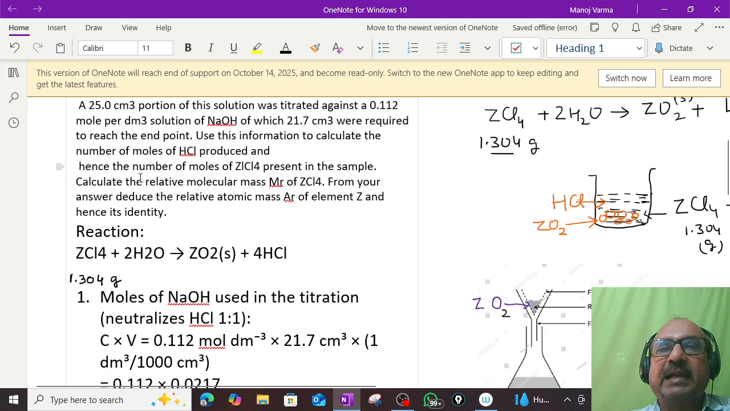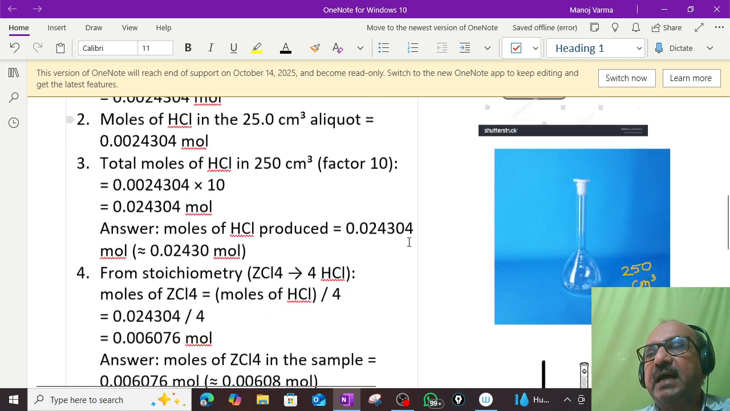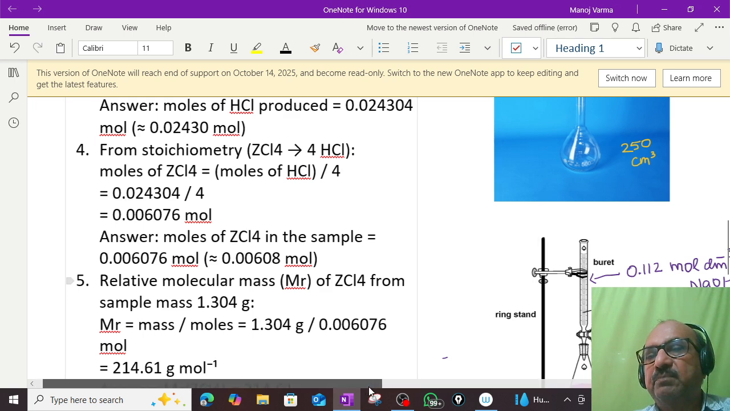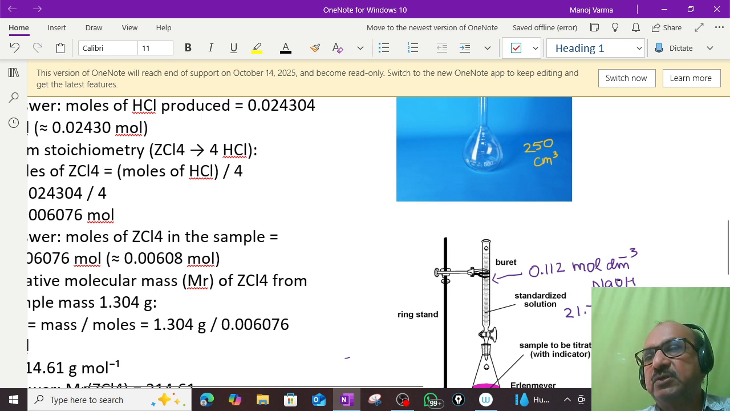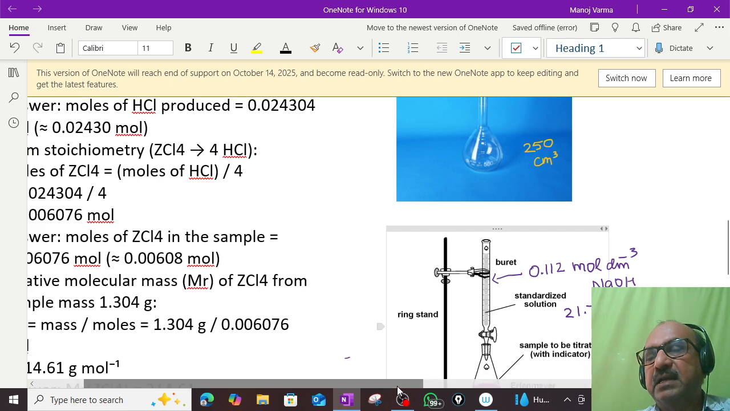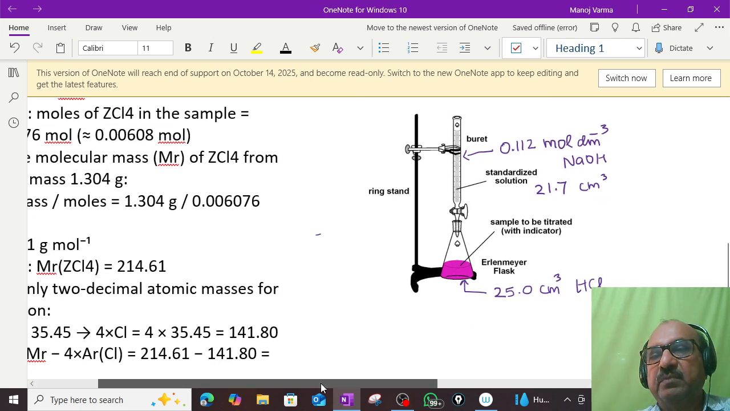So calculate the number of moles of ZCl4 present in the sample, calculate the relative molecular mass of ZCl4, and then we can deduce the atomic mass AR of the element Z. So now the information that we have got is that we took the 0.112 mole per dm cube NaOH and 21.7 centimeter cube. So we can definitely calculate the number of moles of NaOH used, and then we can calculate the number of moles of HCl which are present in this 25 centimeter cube.